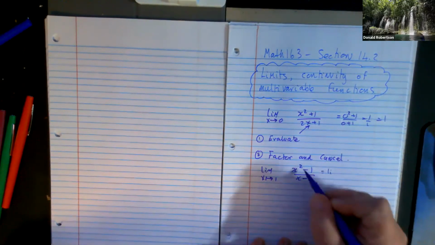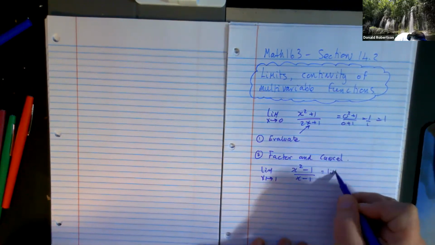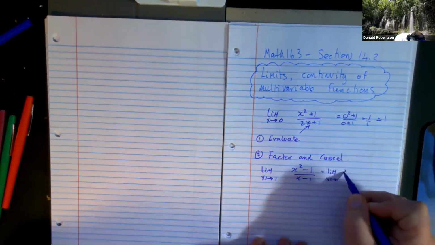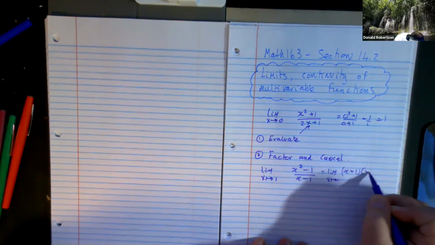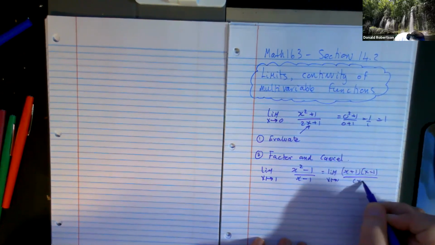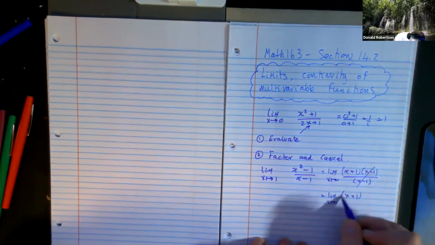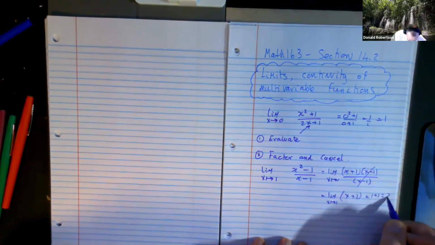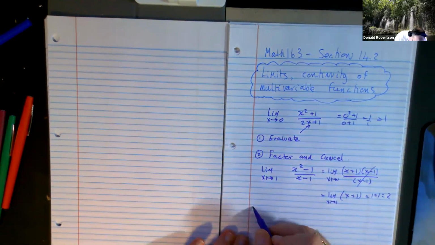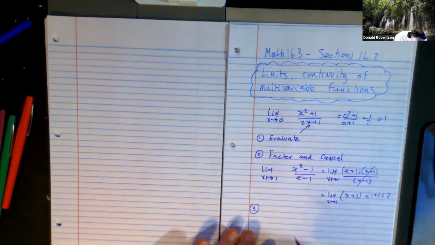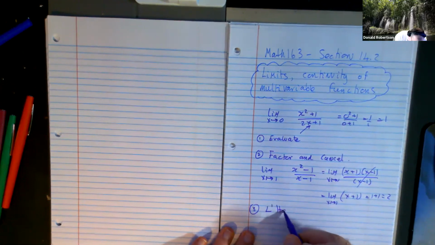Right, so back to what I was doing. In factor and cancel, you can't plug in 1 because you get 0 over 0, which is called indeterminate form. But sometimes you can cancel, and you get this, but this you can get the answer to. The third technique is called L'Hopital.